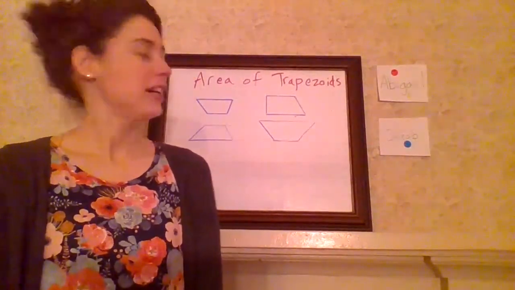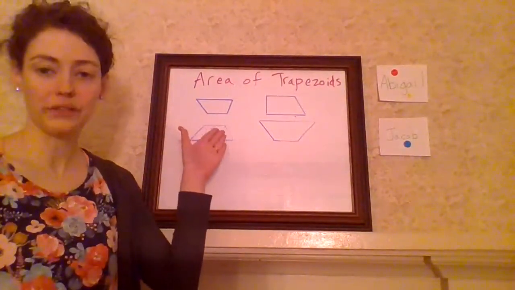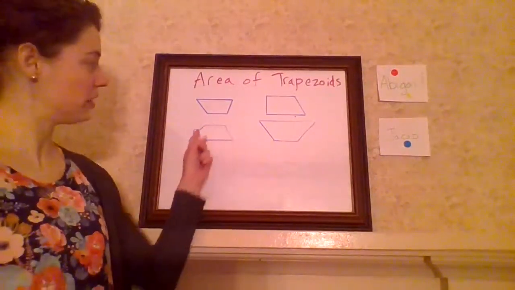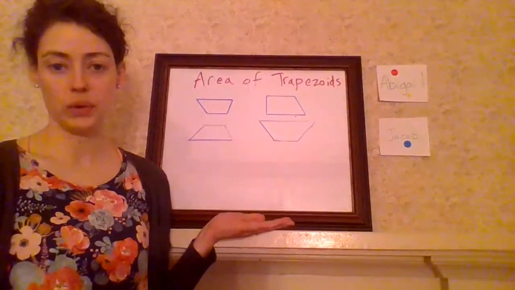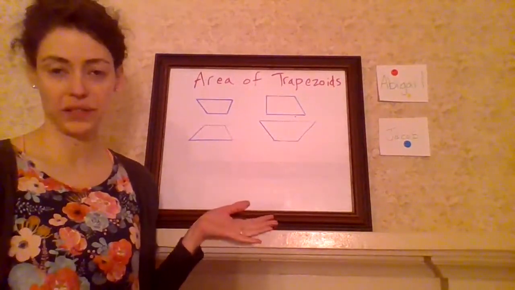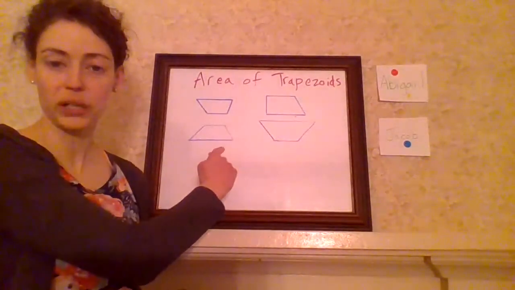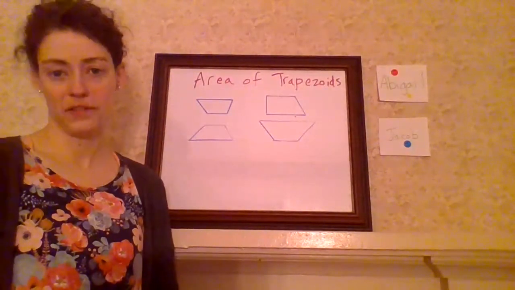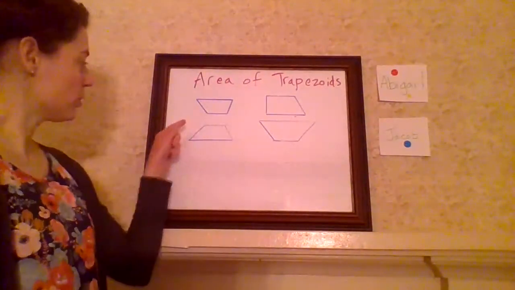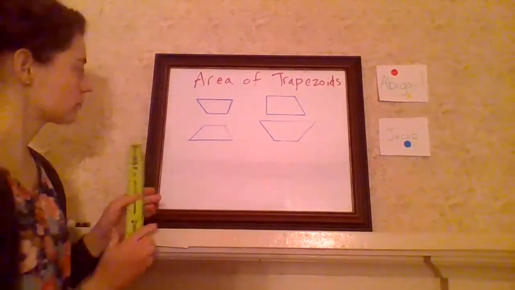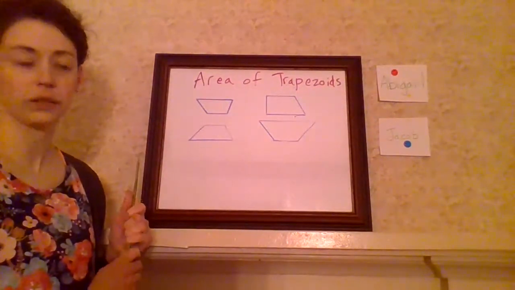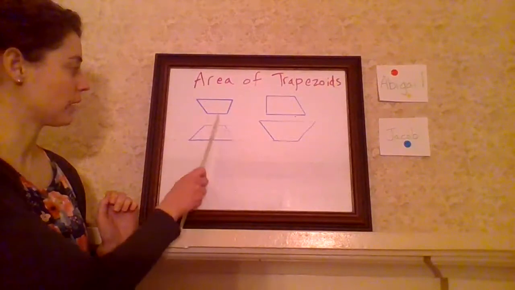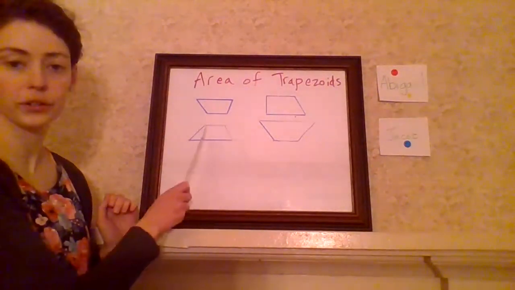So let's just review a little bit first. What is a trapezoid? These are some different examples of trapezoids. What can you notice about them? There are some differences amongst these trapezoids, but what are some common features? Well, you can see that there are four sides, so they are quadrilaterals. The sides are straight, so four sides that are straight.